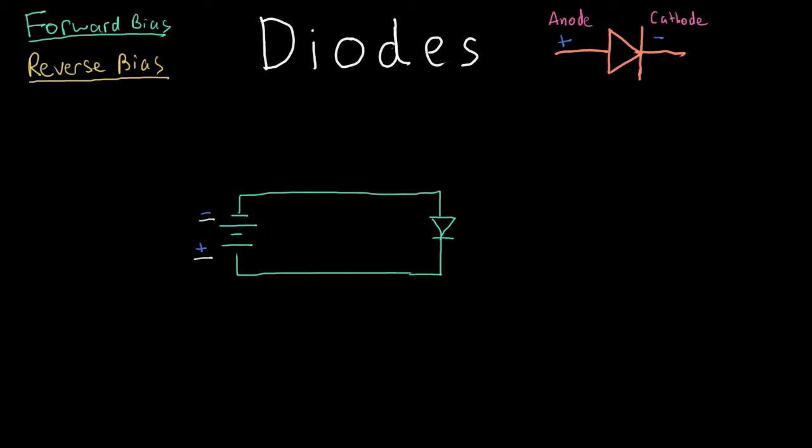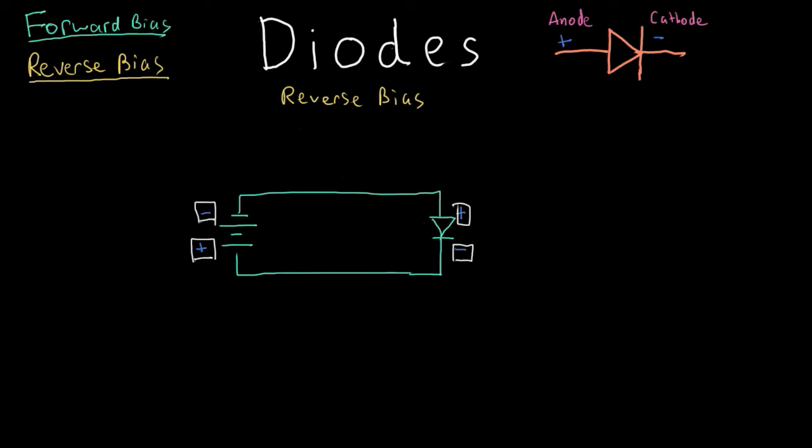Again, our anode is going to be positive, cathode is going to be negative. So now if you notice, the positive terminal is connected to the negative terminal, and the negative to the positive. So now we are in the reverse bias configuration.